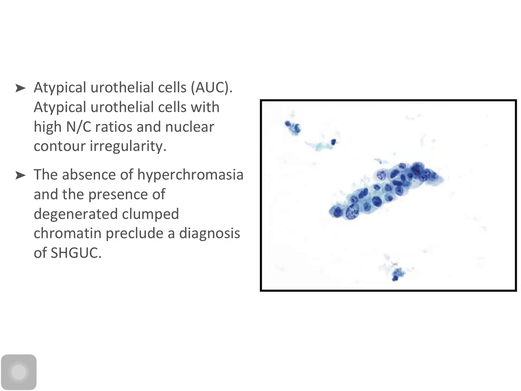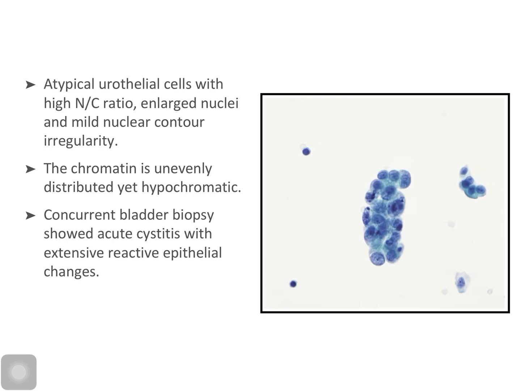Atypical urothelial cells with high NC ratio and nuclear contour irregularity can be seen in this picture. The absence of hyperchromasia and the presence of degenerated clumped chromatin preclude a diagnosis of suspicious for high grade urothelial carcinoma. Here we can see atypical urothelial cells with high NC ratio, enlarged nuclei and mild nuclear contour irregularity. The chromatin is unevenly distributed yet hyperchromatic. The concurrent bladder biopsy showed acute cystitis with extensive reactive epithelial changes.